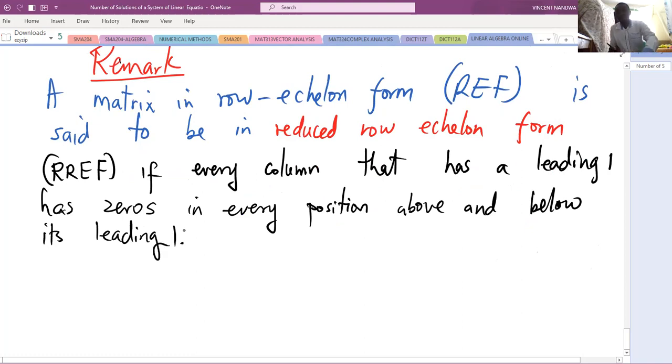So let's give some examples to illustrate matrices which are in row echelon form, those which are in reduced row echelon form, and those which are not in row echelon form. Even before we give the examples, from this remark I should say that a matrix in reduced row echelon form must first satisfy the condition of being in row echelon form.